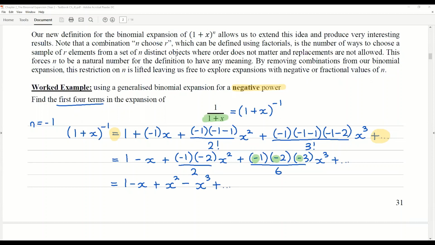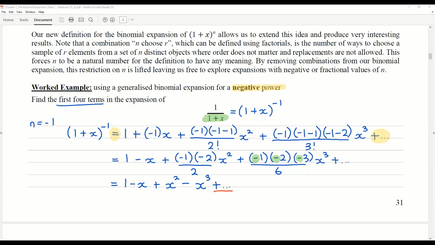I've been asked the question a few times. If you've got negatives here, or if these were all negative, do you still put a plus dot dot dot? Yes, you do, because you're adding negative terms. That's absolutely fine. So if you're showing that there's a continuation, you're well within your rights to just put plus dot dot dot all the time.